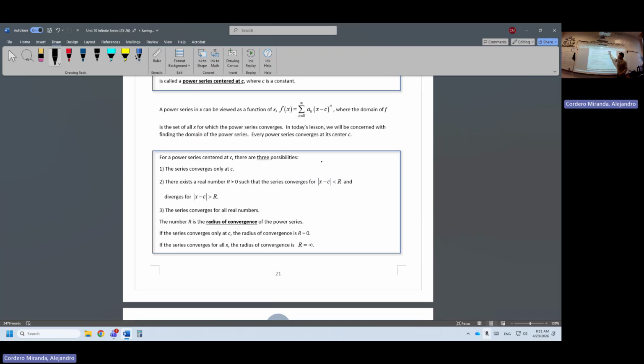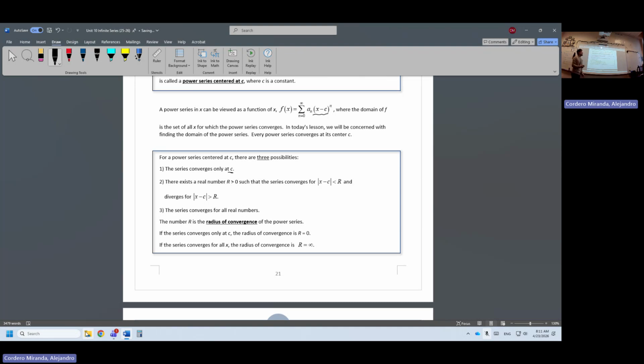So every series of this sort that I'm circling with my mouse has to converge at least at the center. That's one possibility. Then there's another possibility that maybe I plug in any number between 5 and 7, and that makes this result small enough that the series converges. That's what number 2 here says: there's some real number so that the series converges as long as you're within that number, and it diverges if you're outside of that number.